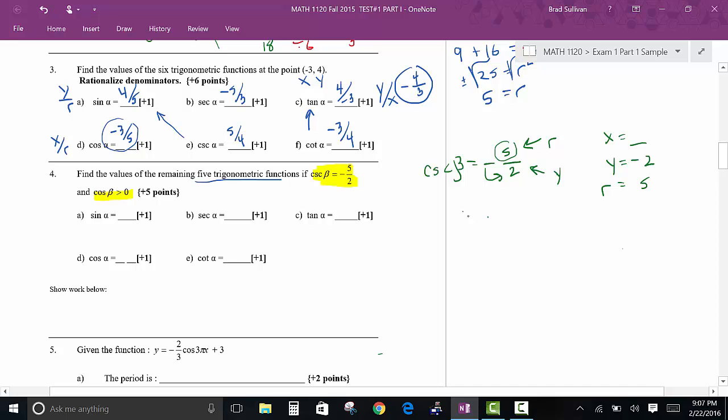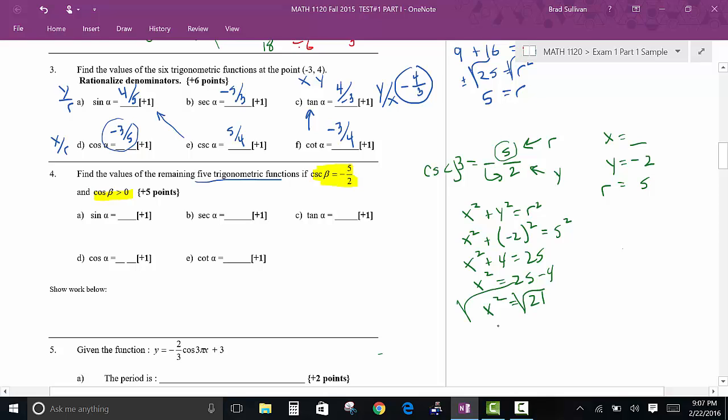Okay, then it would be Pythagorean theorem, so we're going to do x squared plus y squared equals r squared. So that's going to be x squared plus negative 2 squared equals 5 squared. So that is x squared plus 4 equals 25. That's x squared equals 25 minus 4. So that's x squared equals 21. Then we do a square root of both sides, so you get x equals plus or minus square root of 21. Okay, well, when you put these 2 conditions together, you can narrow down which quadrant you're in.